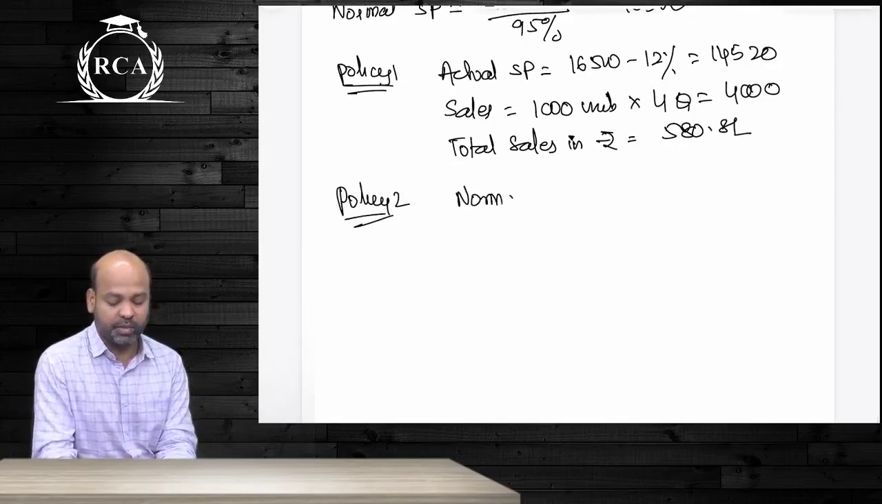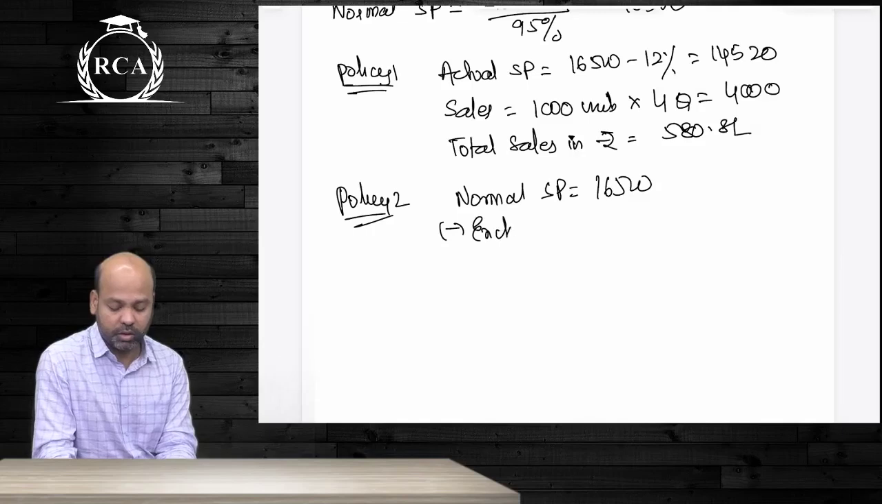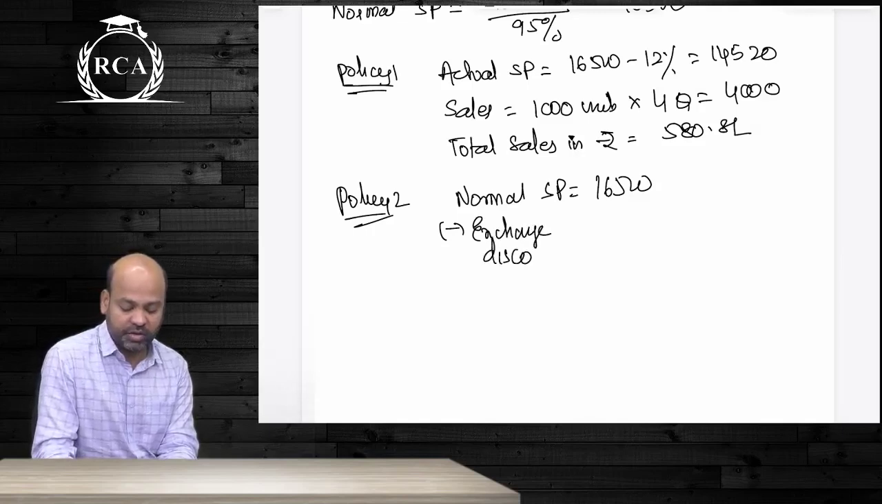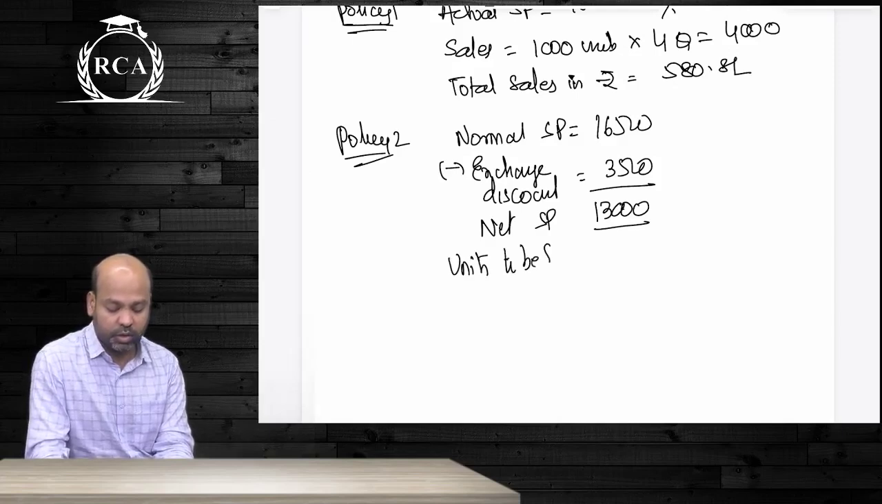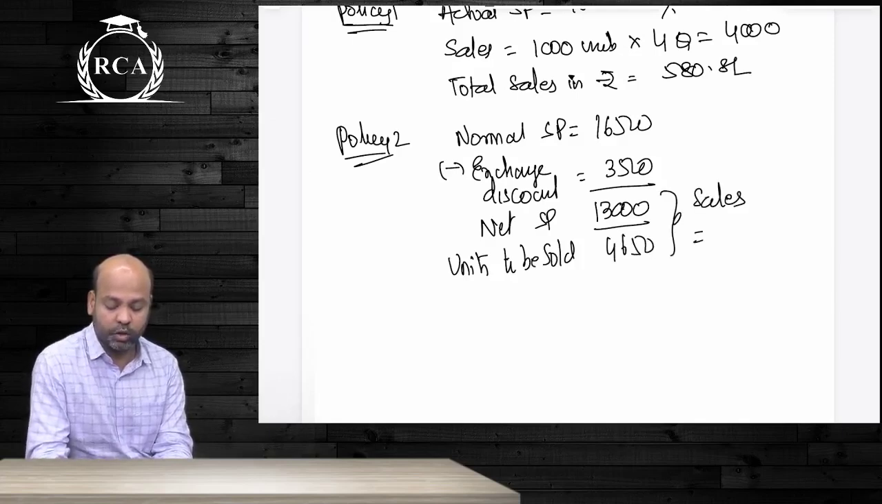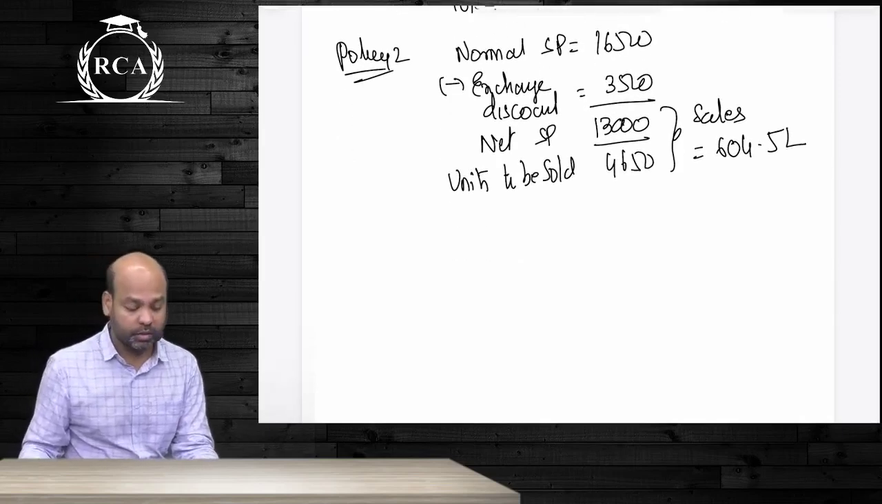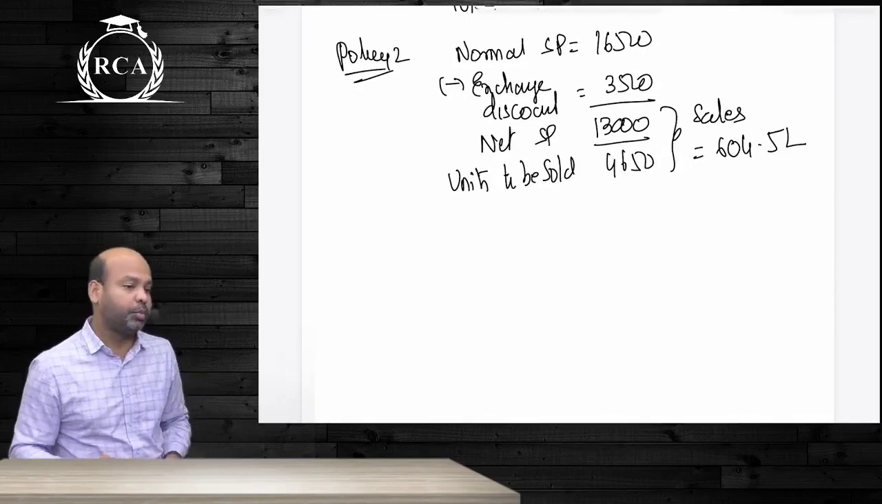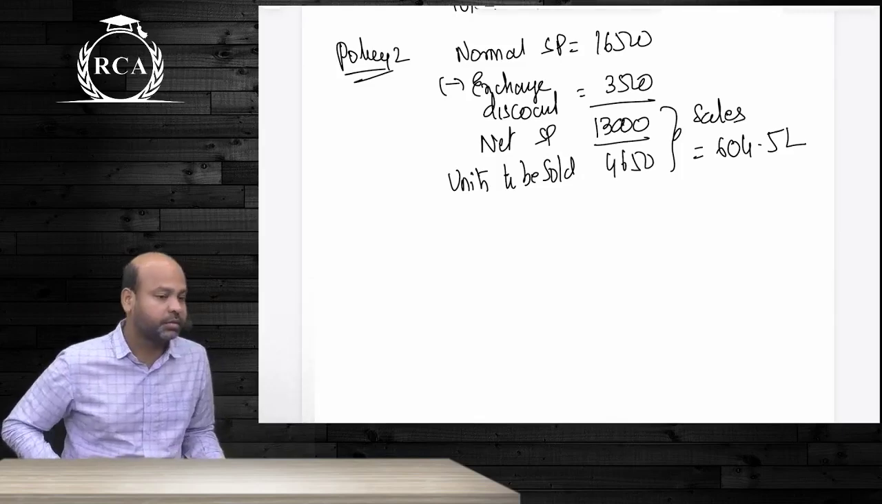Normal selling price, beta, 16,500 minus exchange discount. Exchange discount, beta, is 3,500. So net selling price, beta, is 13,000. Units to be sold, beta, is 4,650. Total of both, beta, is 60. This will be the amount of revenue that you're getting under policy 2, guys. 604.5 lakhs, guys, will be the amount of revenue that we're getting under option 2, guys. Any doubt in this?